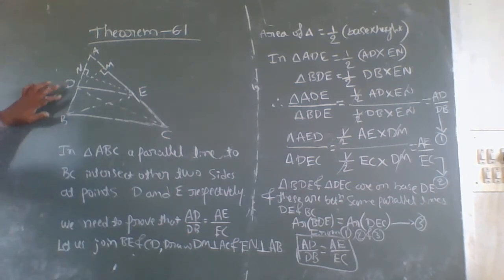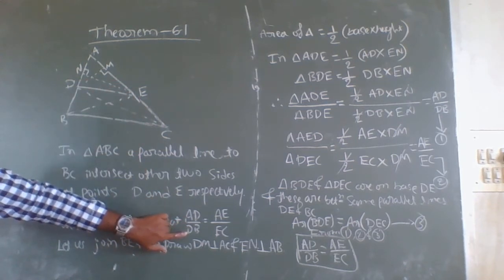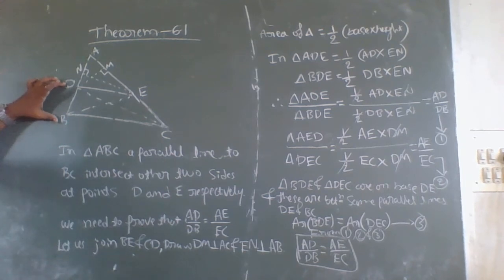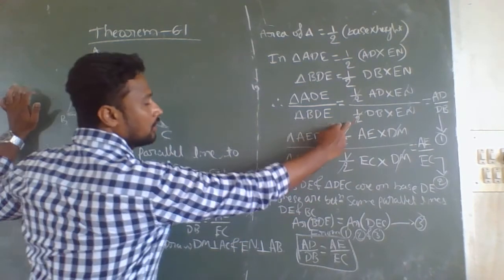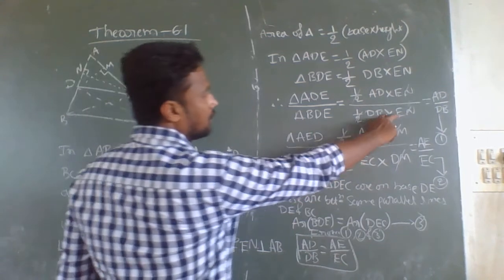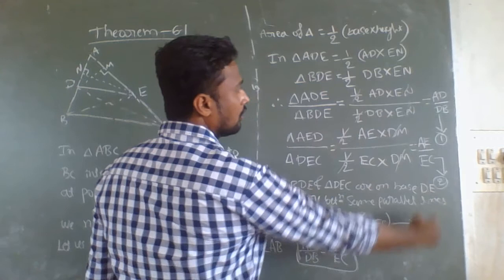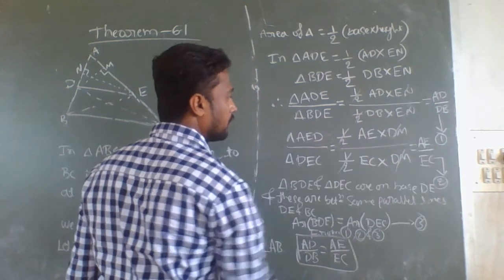I will consider triangle BDE because here base should be DB, AD by DB. So here base is DB. Area of BDE, so here 1 by 2 into what is the base I considered? DB, and what is the height? EN only. Why? EN is perpendicular to line AB, therefore EN is the height. So now I can cancel this 1 by 2, 1 by 2 and EN. Therefore I got AD by DB as 1.